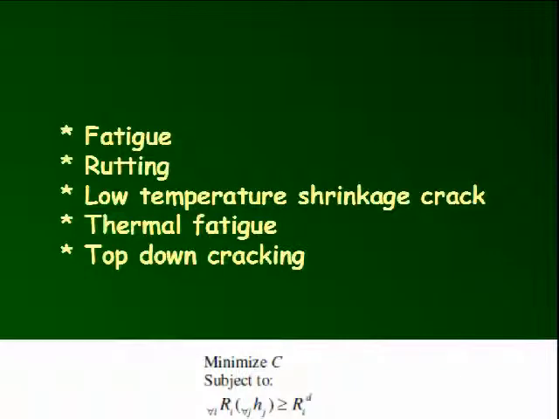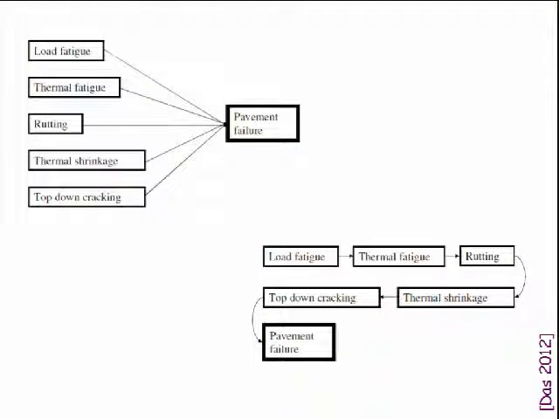But then I would like to touch upon it a little differently than simply saying that we have to employ an optimization to solve it. I'd like to look at the problem in this way: whether all these 5 distresses are connected in parallel or in series from the reliability point of view.